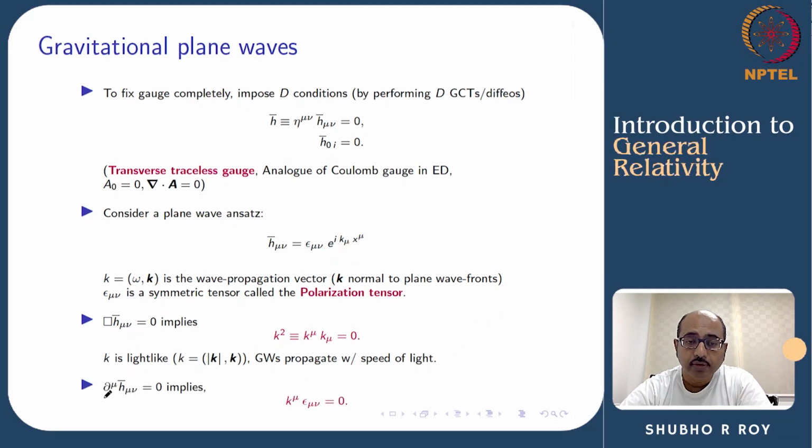The Lorentz gauge condition: if I plug this plane wave ansatz into the Lorentz gauge condition, what I get is that epsilon mu nu, the polarization tensor, must satisfy this constraint. That is, the contraction of the polarization tensor with the wave vector must vanish. So this will put a lot of constraints on what the polarization tensor can be.